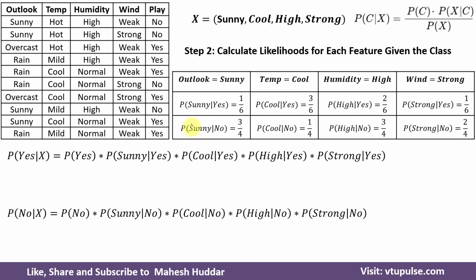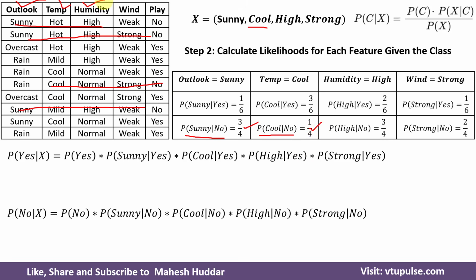Next we need to find probability of sunny given no. Again we need to consider this attribute. In this we need to find sunny given no, and here we can see that sunny given no examples are 3. So which is equal to 3 divided by total number of no examples. Here total number of no examples are 4. So which is equal to 3 divided by 4. Next, in the temperature attribute, we need to consider the cool value. So here we need to find probability of cool given no, and here we can see that cool given no is only one example. So which is equal to 1 divided by 4.